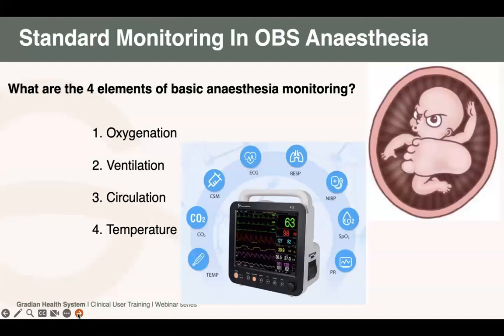So some standard monitoring in obstetric anesthesia. The 4 elements of basic anesthesia monitoring are oxygenation, ventilation, circulation, and temperature. So this multi-parameter monitor might look familiar. You can see that it is showing us some of the mandatory things that we must monitor for a patient under anesthesia. We have the pulse rate, the SpO2, non-invasive blood pressure, the respiratory rate, the ECG. We have the carbon dioxide and the temperature. Next.